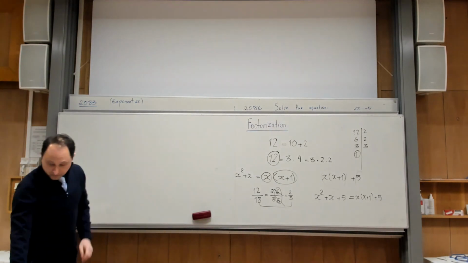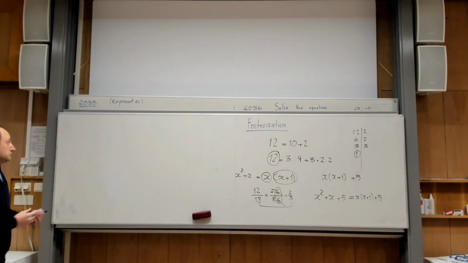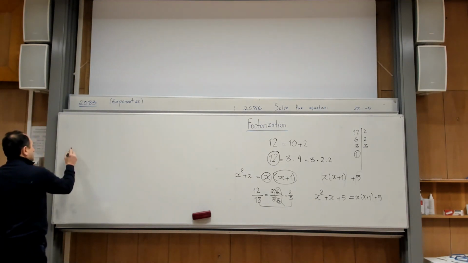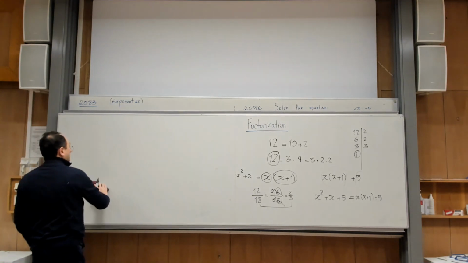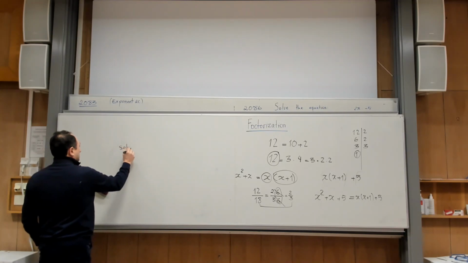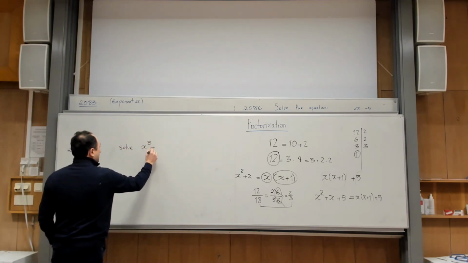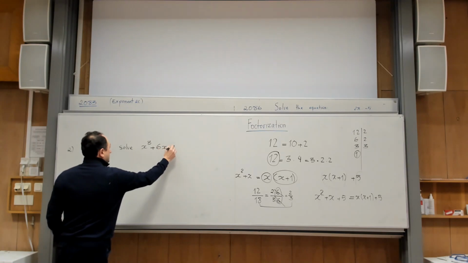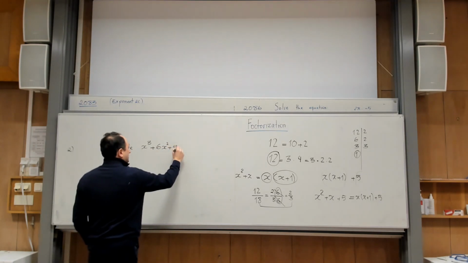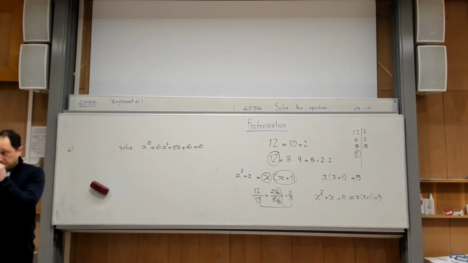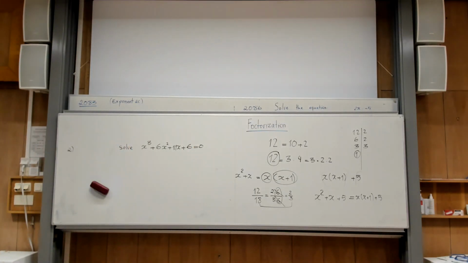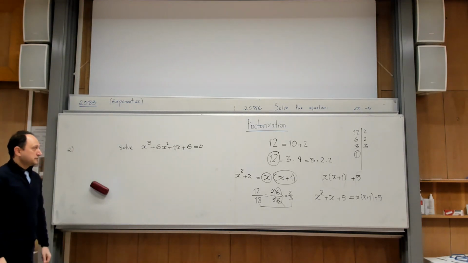Okay, so here I would say that the goal is this. Let me write part 2. Solve x to the power of 3 plus 6x squared plus 11x plus 6 equals to 0. Yes? I am intentionally writing this one first.